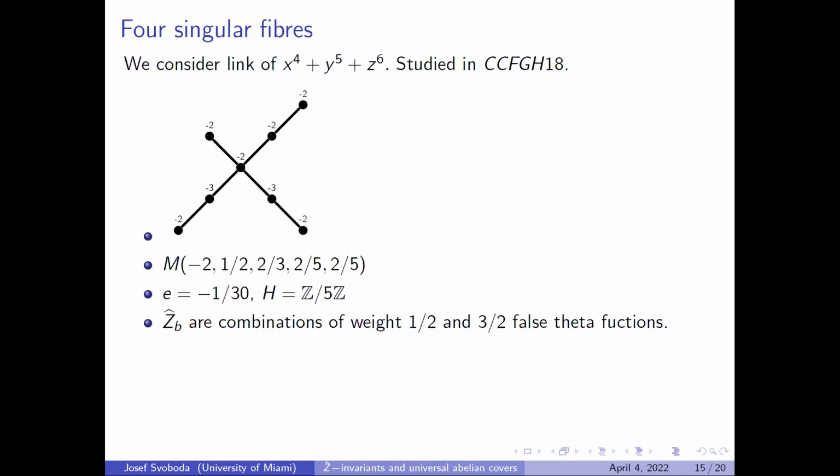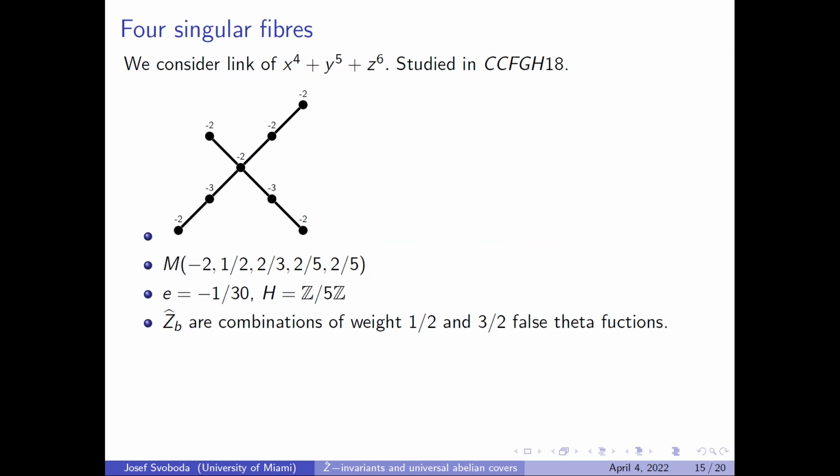Okay. I'm coming to the last example. So now I will consider the singularity x to the 4 plus y to the 5th plus z to the 6th. This singularity is more complicated because the link has 4 singular fibers. It's still a very simple singularity, but at least it's something more than 3 singular fibers. So you have this nice plumbing graph, and you can compute first the easy invariants like the Euler characteristic and the H1 group, and then you can try to write down the Z-hats.